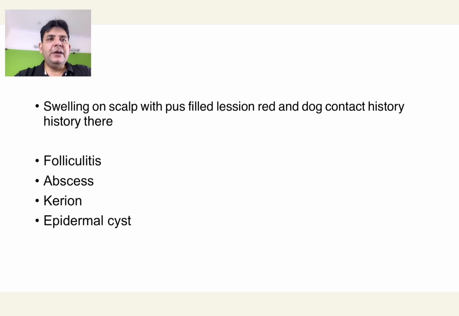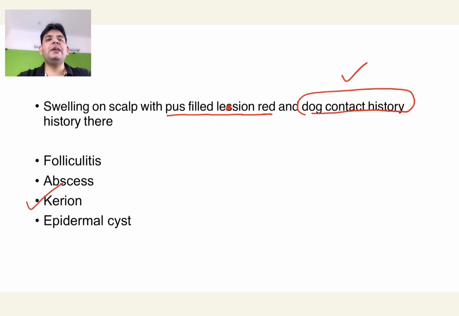Now there was a swelling on the scalp with pus-filled lesion. This is only one lesion, and the lesion is red, and there is a dog contact history. The options were folliculitis, abscess, kerion and epidermal cyst. So guys, the dog contact history suggests a zoophilic infection, a zoophilic dermatophyte, and a zoophilic dermatophyte causes this ailment termed kerion. I suppose there was a picture of it, and in my app also I've discussed that kerion is a painful boggy swelling caused by Trichophyton verrucosum and Trichophyton mentagrophytes, and you know that both of them, they are what?